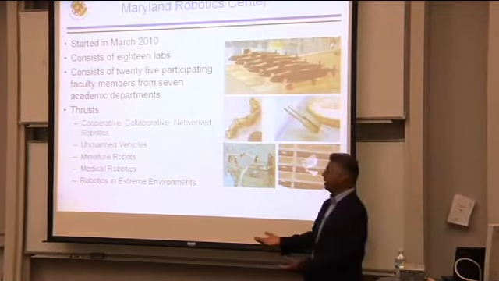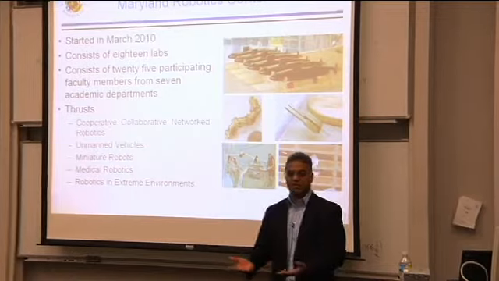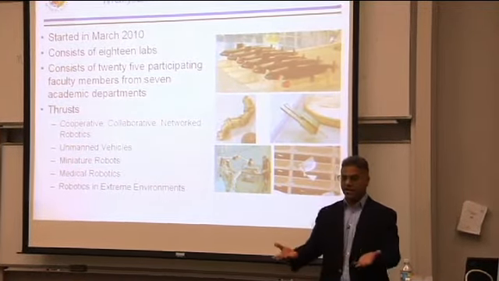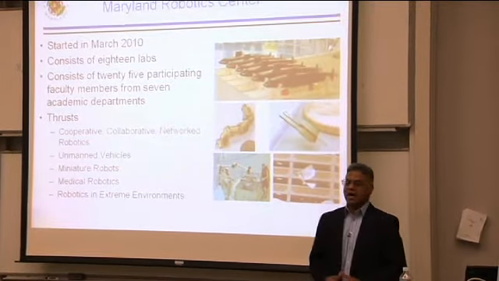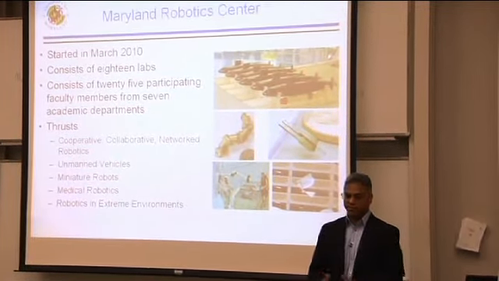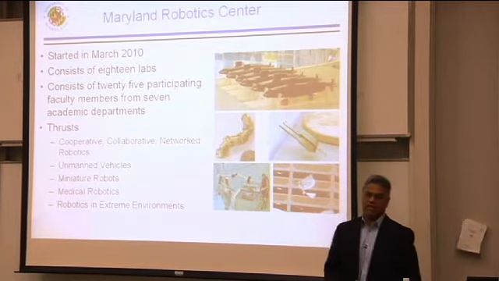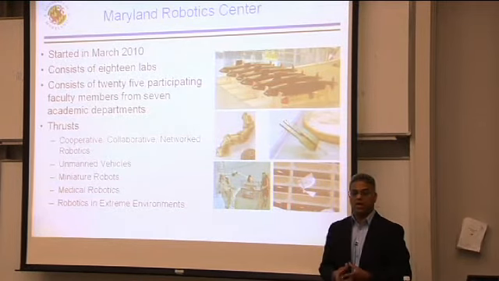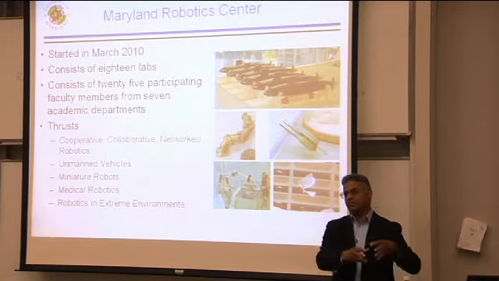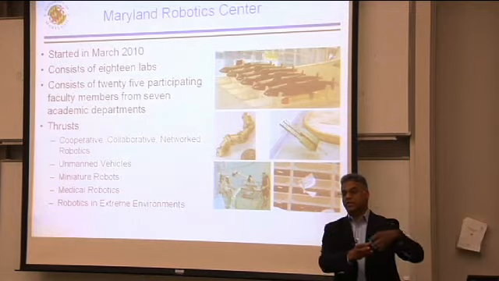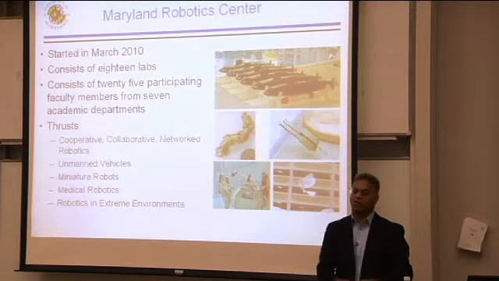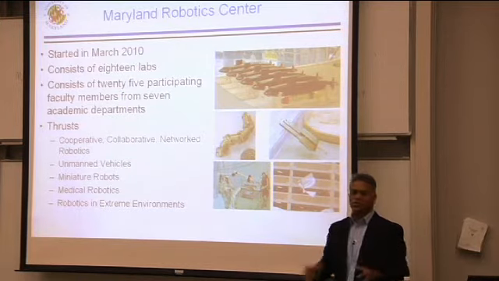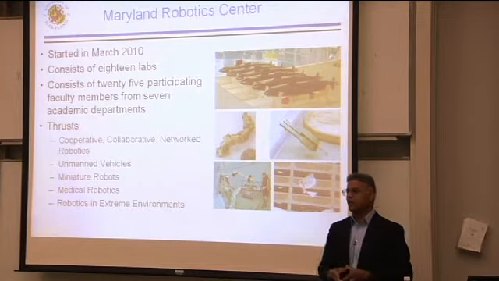Before we get into the technical presentation, let me give you a quick overview of the new Robotic Center which we have created at University of Maryland. The center started in March 2010. It consists of 18 different labs which work on different facets of robotics, all the way from the mechanical engineering aspect of building robots, to building very small robots, to building nano robots, to vision and computer science. So we span a wide variety of things, and many of these labs are also application focused.